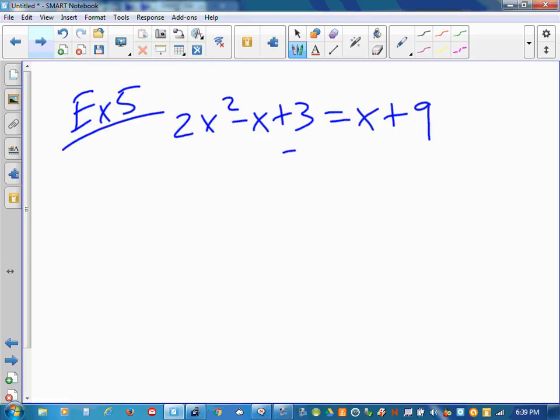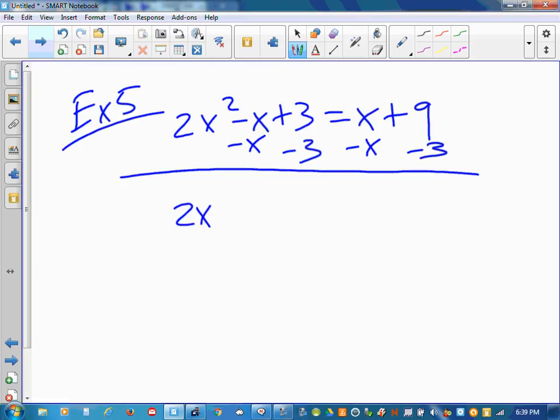I'm going to subtract the 3 over because I need to leave a blank space. And I'm going to subtract x over because I need to get the x's on the same side. So it's 2x squared minus 2x blank space equals 6. 9 minus 3 is 6. Okay, now, the other part of completing the square is the first term here, x squared, has to be 1x squared. So you can't do completing the square unless it's a 1 in front.